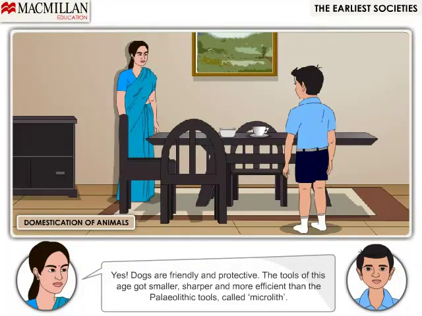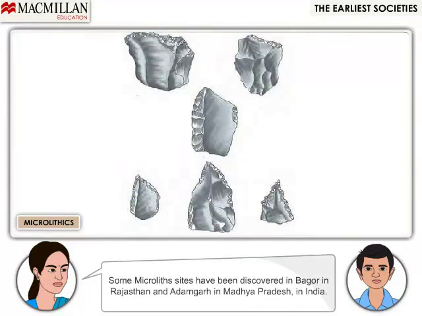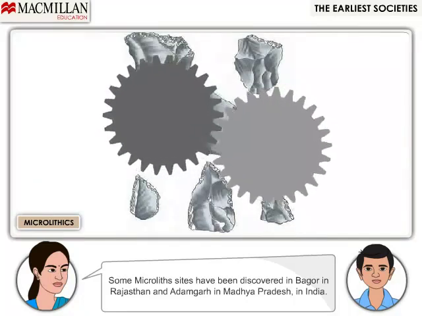The tools of this age got smaller, sharper, and more efficient than the Paleolithic tools, and were called microliths. Some Mesolithic sites have been discovered in Bagor in Rajasthan and Adamgarh in Madhya Pradesh in India.